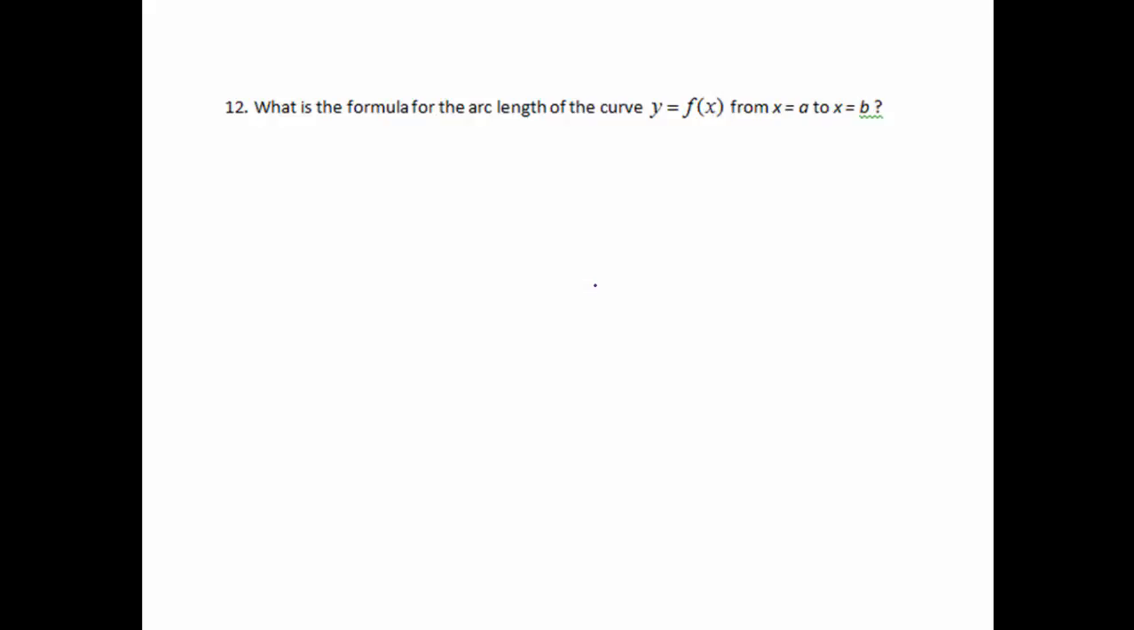Righty, number 12. What is the formula for the arc length of the curve y equals f of x from x equals a to x equals b? So if we just want that formula, the length is going to equal the integral from a to b of the square root of 1 plus f prime of x, and then that will be squared, dx. So that is the formula.